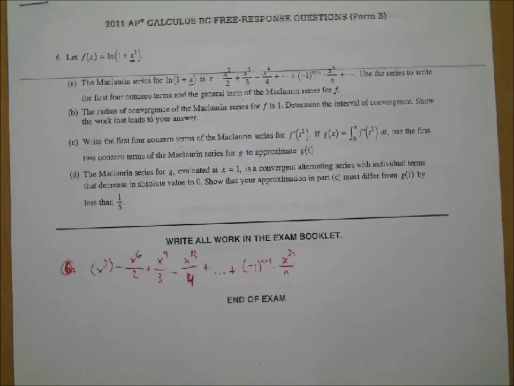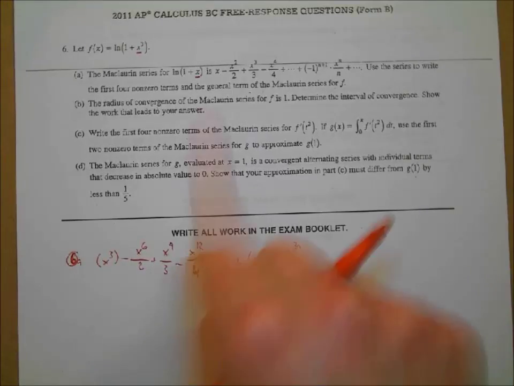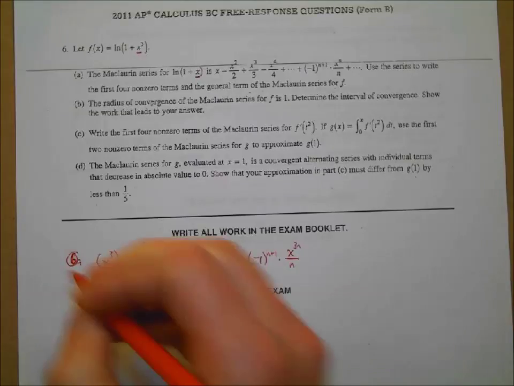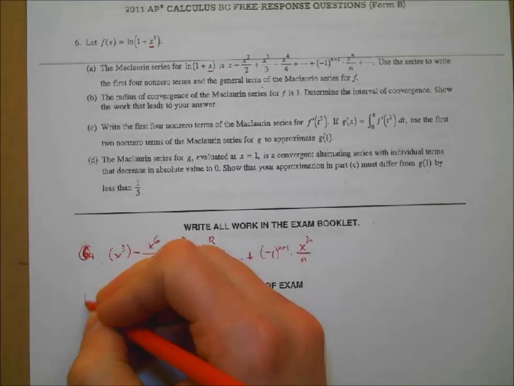And I believe that was worth 2 points. At the end of this, we'll go through the scoring guideline, just so you can see what earned you what points. All right. Let's try letter B now.